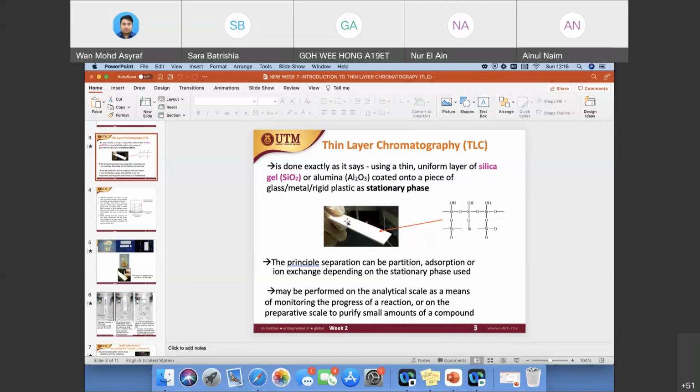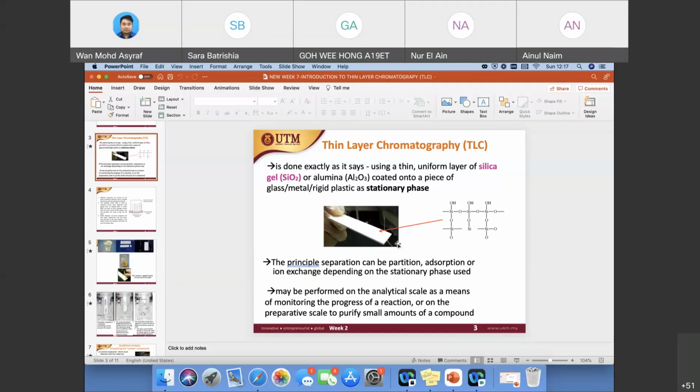Alright, so imagine this one. The white one is the layer of silica or alumina, which is coated on a piece of metal, maybe glass, or metal or rigid plastic, as the stationary phase. So this uniform layer of silica would be on top of the glass, metal or rigid plastic. The stationary phase is the silica itself, but it is embedded on top of the glass, metal or rigid plastic.